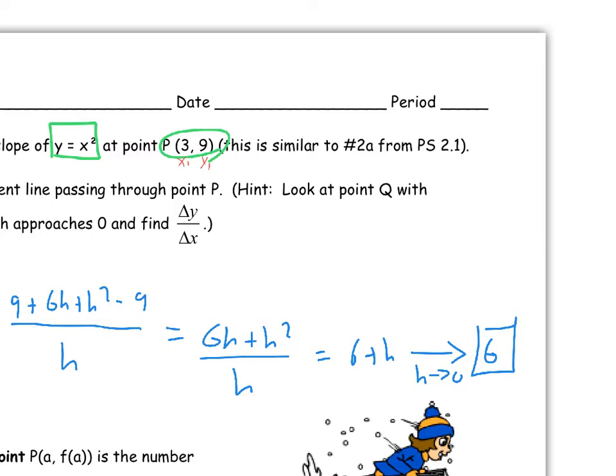So now we can just use point slope, and our final answer is actually y minus 9 equals 6 times x minus 3. And so that is the equation for the tangent line that passes through the point (3, 9). Or the equation for the tangent line at the point (3, 9), I should say.